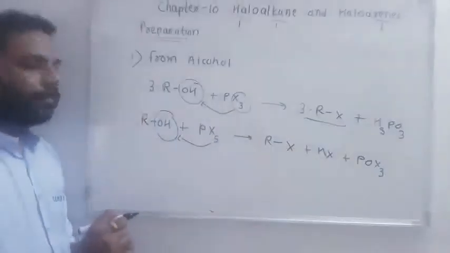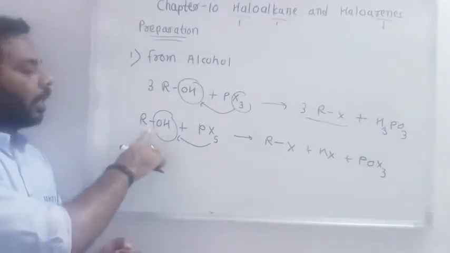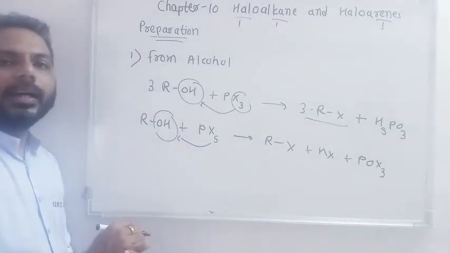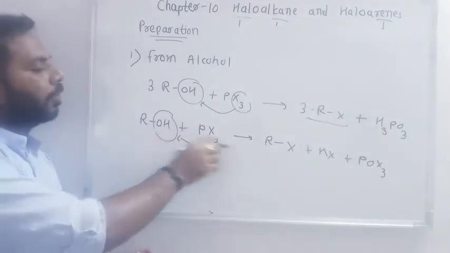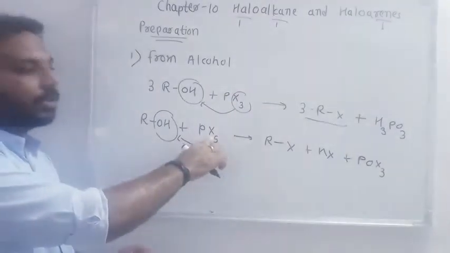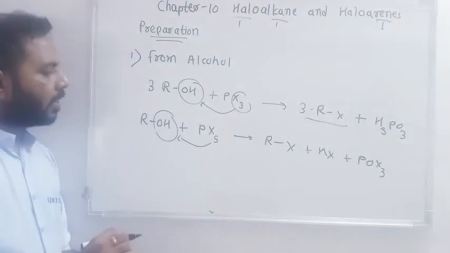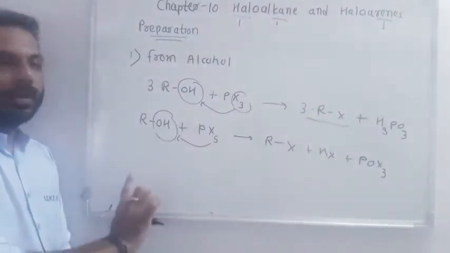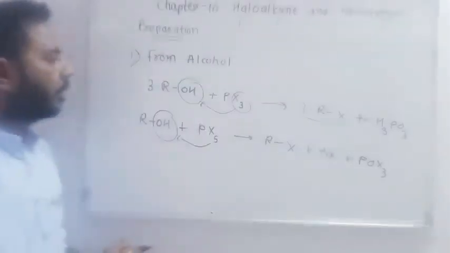Okay. Again, alcohol reacts with phosphorus pentahalide. Pentahalide, 5 halogens are there. 1 halogen will replace 1 OH group. So it will form RX. Hydrogen from OH group combined with halogen and it will form HX. Now what is left? 1 phosphorus is left, 1 oxygen and 3 halogens are left. It will form POX3. Okay.